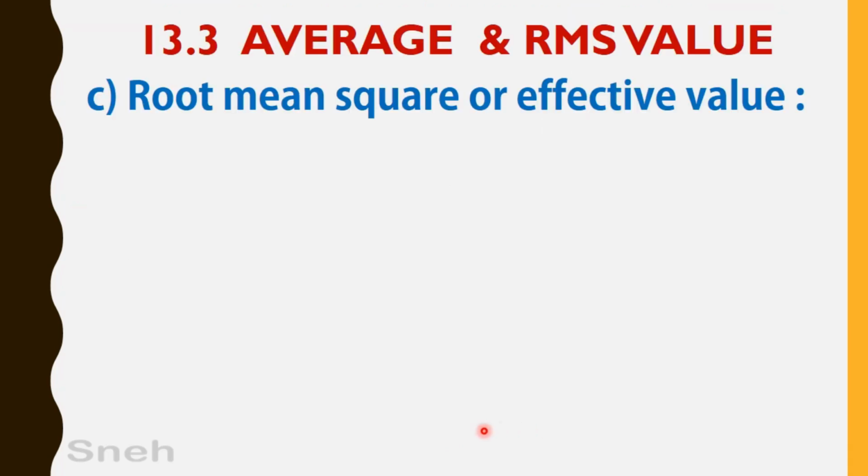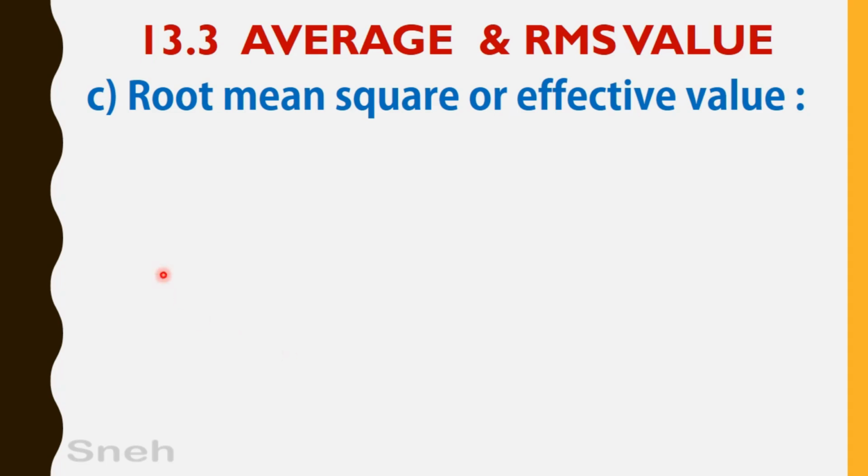We say that the new value of alternating EMF or alternating current we have to find out is the root mean square or effective value. Its other name is effective value. So even if someone asks for the effective value, you should be able to write it and tell what its value is. So don't get confused there. Root mean square is nothing but effective value.